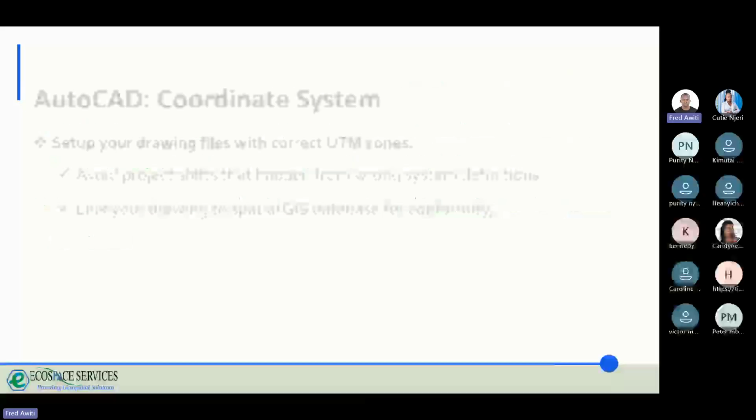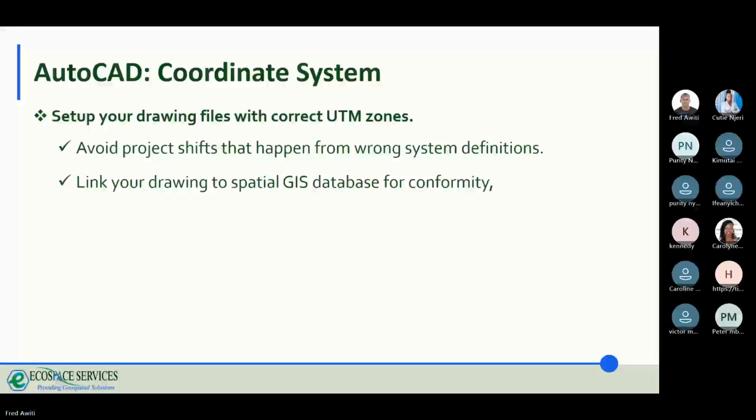Some of the fundamental things you need to know when you're using AutoCAD is building the coordinate system, similar to what you define on the other software. Nowadays, systems are interconnected, in the sense that if you are drawing in an environment that is not properly defined, it becomes very hard for you to share your data with others. So the coordinate system is very key.